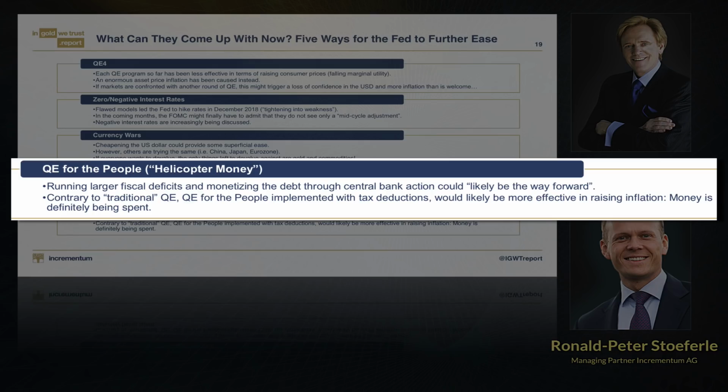And I don't know about the exact term and definition, if it's going to be MMT or QE for the people or helicopter money or whatever, but it is happening, and it will have much more direct effects on economic growth, but especially on inflation, much more direct than quantitative easing.